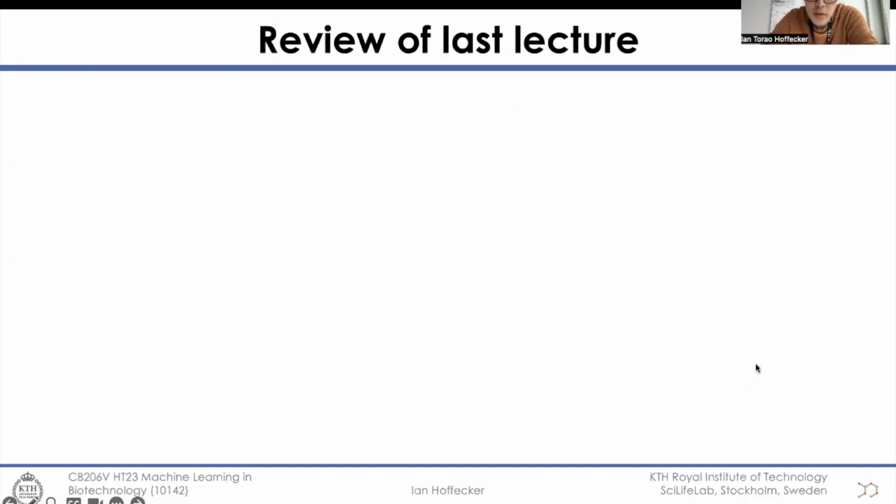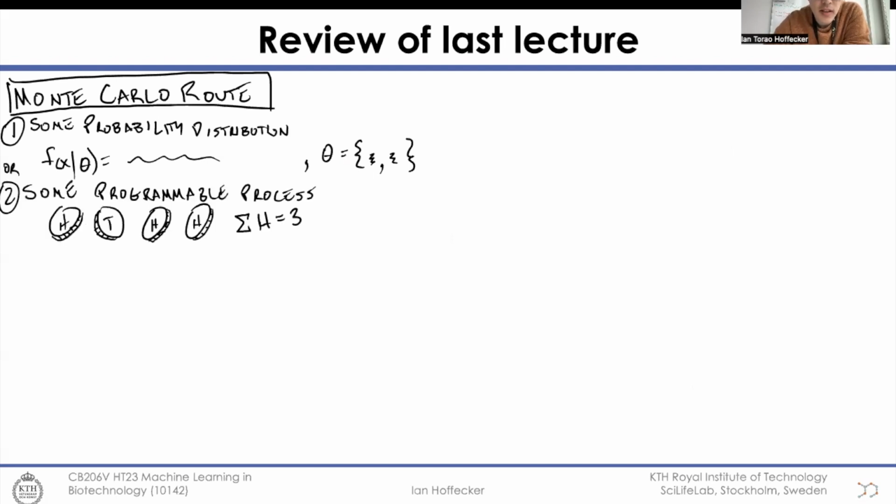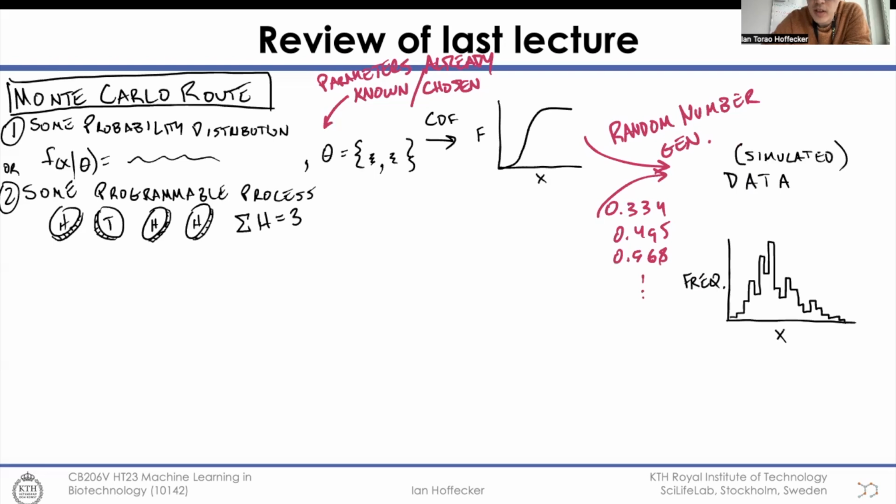So first, a bit of review from the last lecture. We talked about this idea of the Monte Carlo method, which allowed you to start with some probability distribution function, or alternatively, some process or programmable series of steps that lead to branching outcomes. And either of these processes would give you the ability to produce randomly sampled data.